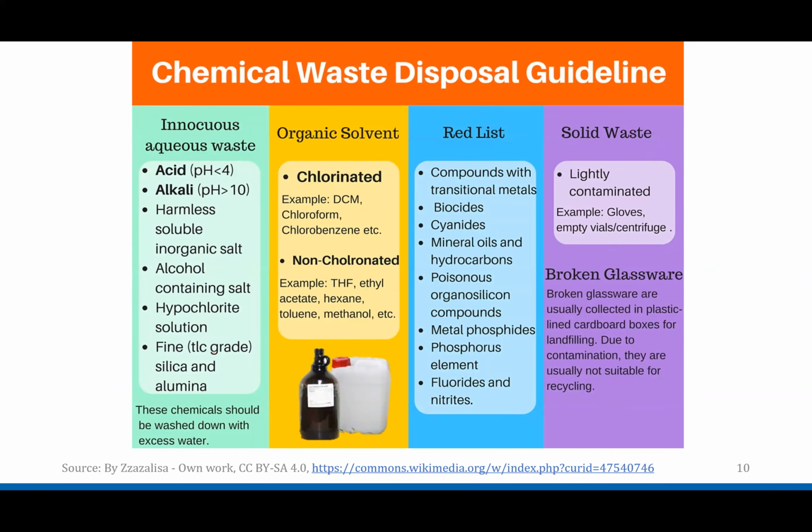You can see the source on the bottom. This is just a rough guideline of chemical waste disposal that different plants or companies might take. You can see there are 4 categories here, 4 colors. We have innocuous aqueous waste. These are included in the liquid waste and can be washed down with excess water. You have acids and bases, harmless inorganic salts, alcohol-containing salts, hypochlorites, that's like bleach, fine silica, and alumina. These are waste that you could wash down with excess water.